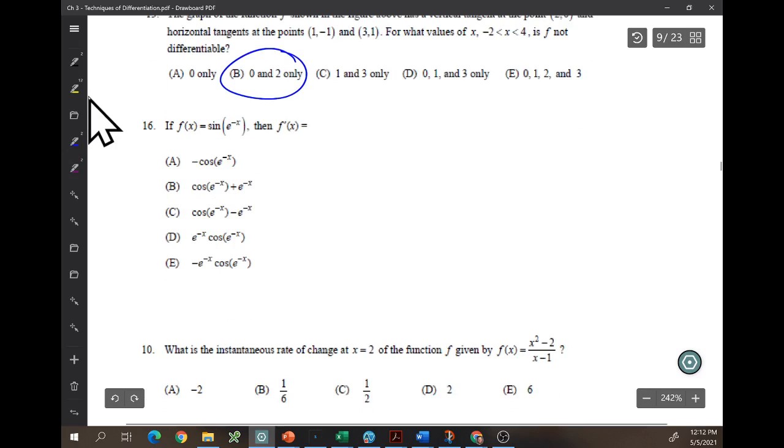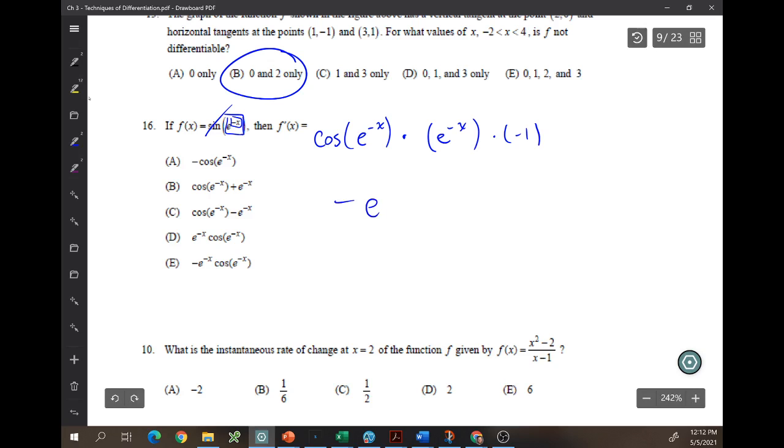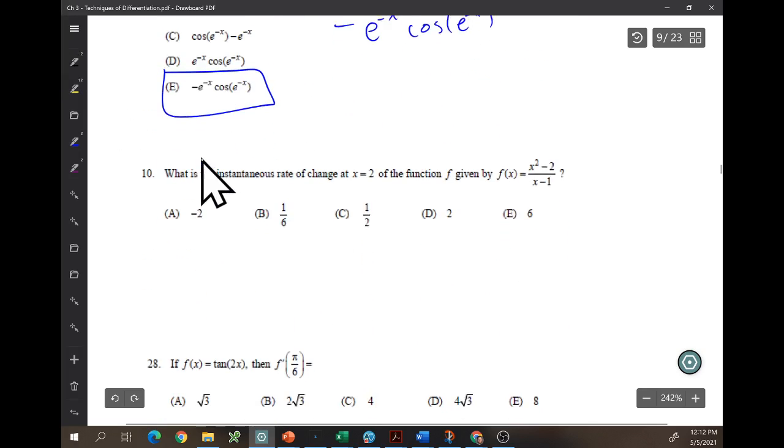Next one is another chain rule. So outside is sine, and this is going to be kind of like a double chain rule because we have the negative there. So outside is sine, so f prime of x is going to be cosine of e to the negative x, then times the derivative of e to the negative x, but that's another chain rule, times the negative 1. So it's negative e to the negative x cosine of e to the negative x. And again, this is something you really have to make sure you know how to do.